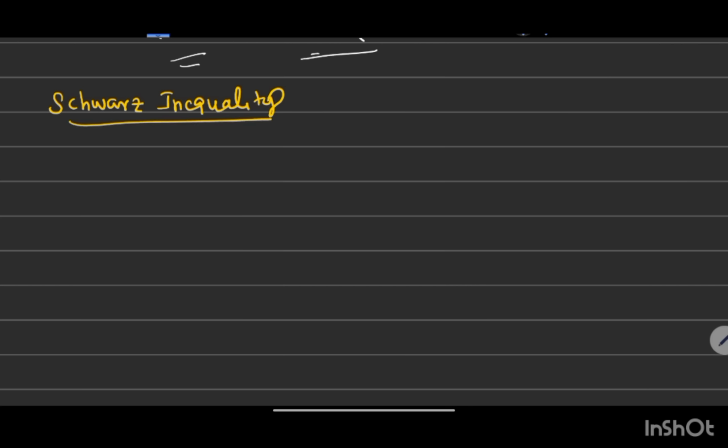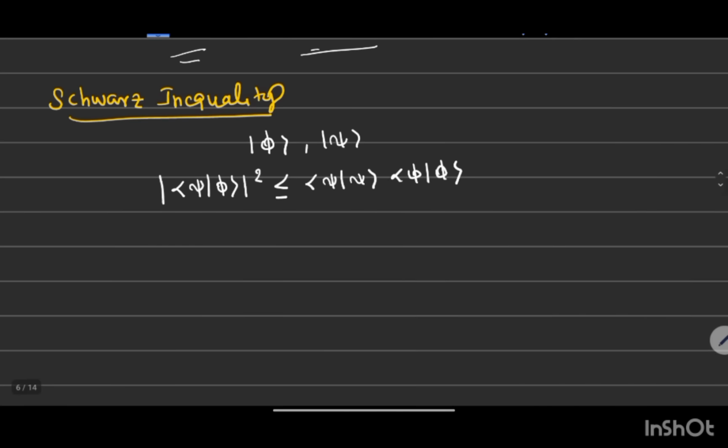What it says is that if you take any two vectors from the Hilbert space, phi and psi, they satisfy the following inequality: the mod square of the scalar product of psi with phi is always less than or equal to the scalar product of psi with psi multiplied by the scalar product of phi with phi. So this ensures the linear independence of the state vectors.